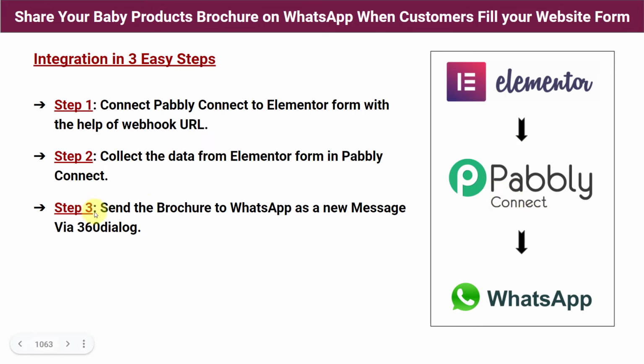After this, finally we'll send the brochure to WhatsApp as a new message via 360 dialog. Alright, so the person who has inquired and filled this form and the data of whom we gathered here in Pabbly Connect, to that person we are going to send the brochure on WhatsApp as a new message, and to do this we are going to use another application which is called 360 dialog. So I'll tell you what 360 dialog is later on in this video. First of all, let's jump back to our step 1 and open Pabbly Connect.